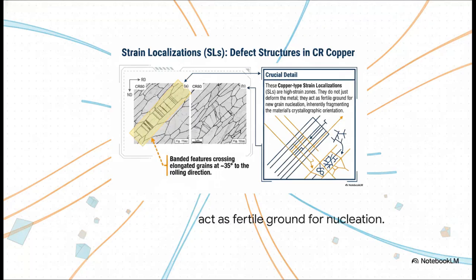Section 4. Strain localizations and texture. Take a really close look at these banded features slicing across the elongated grains. They're sitting at roughly a 35-degree angle to the rolling direction. These are strain localizations, and they are incredibly prominent in the 80% cryogenically reduced specimens. Now, these aren't just your run-of-the-mill deformation bands. Because of the intense stress levels, they act as highly volatile zones that inherently fragment the material's crystallographic orientation. They are quite literally tearing the unified structure apart just to build a new one.